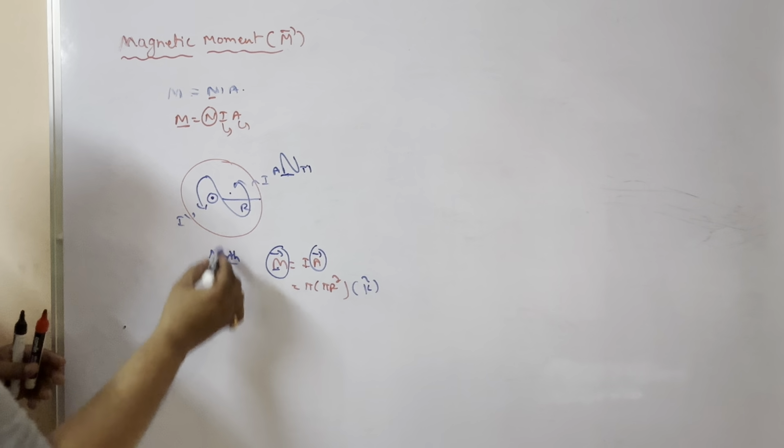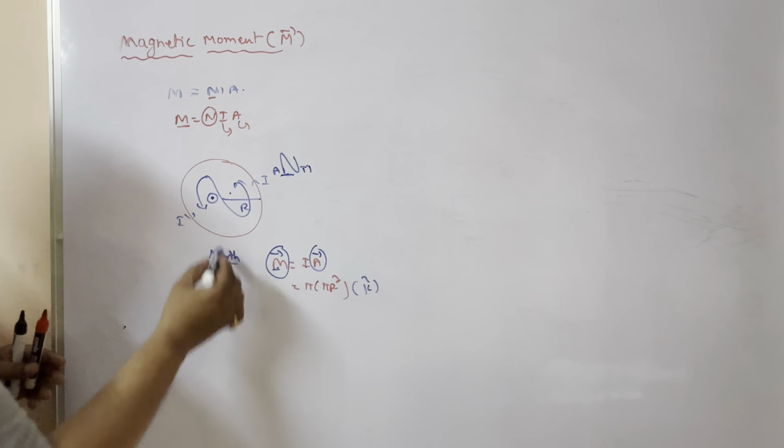Same, NIA. For one turn it is going to be IA. So M bar is equal to I into pi r square. But the direction is going to be reversed. Clockwise means it will be coming as south pole. So again, into means south to, for you it is south, for people on the other side it is going to be north. Again it is south to north.